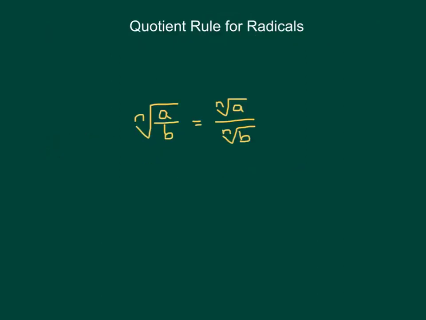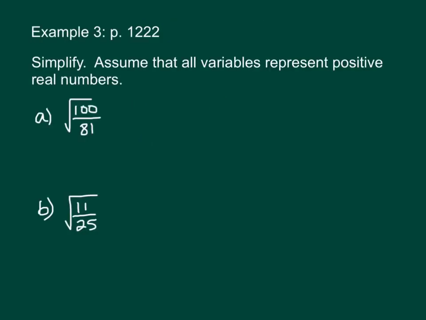The quotient rule for radicals states that the nth root of a divided by b is equal to the nth root of a divided by the nth root of b. So in other words, if your whole fraction is under the radical, you can break that up into the numerator and the denominator of the fraction, each being under a radical. So in example 3, we will be applying the quotient rule.